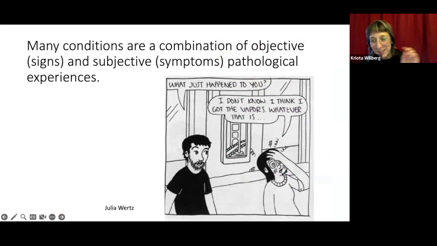I use it when I teach. I use this comic. It's really great. And she's saying, I don't know. I think I've got the vapors, whatever that is, right? But we can see that her cheeks are flushed based on the image. So there's an objective measure, a sign of illness. And then from the spiral eyes and the little springs springing out of her head, the emanata, right? We can also see that she's experiencing different types of physical and mental states simultaneously.